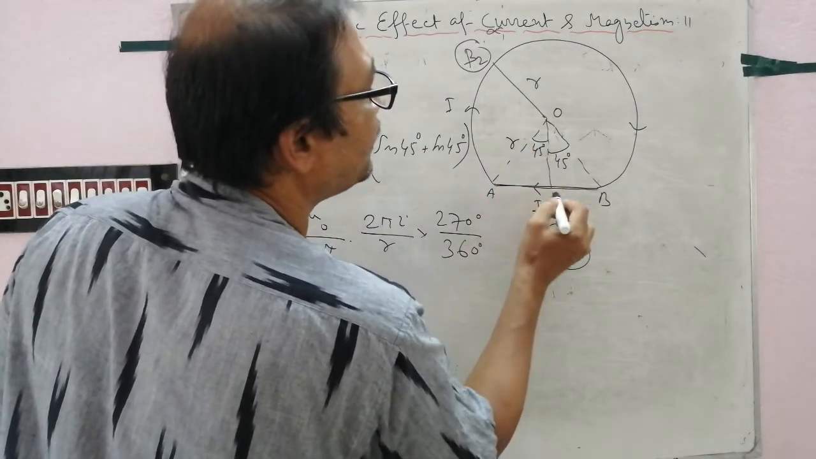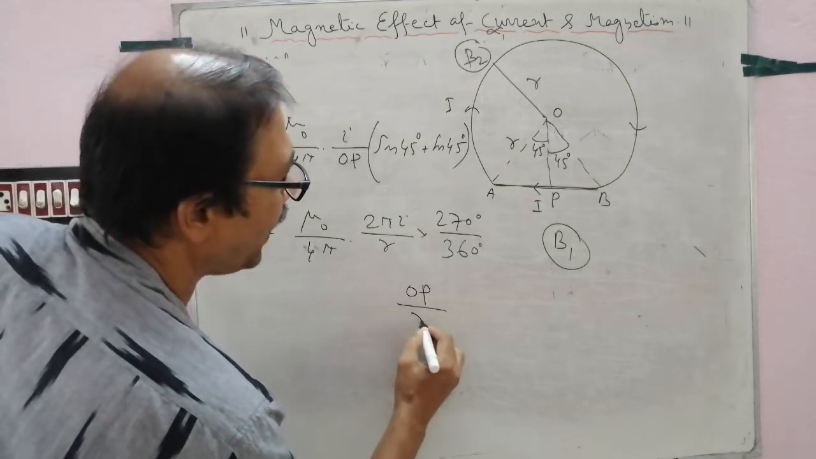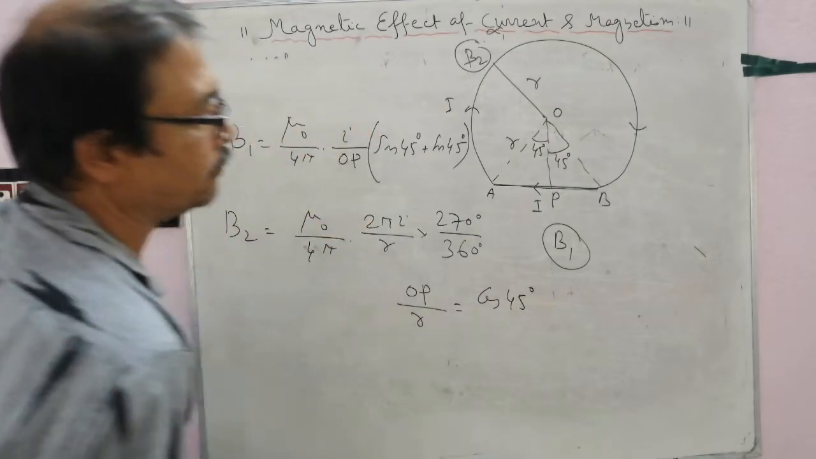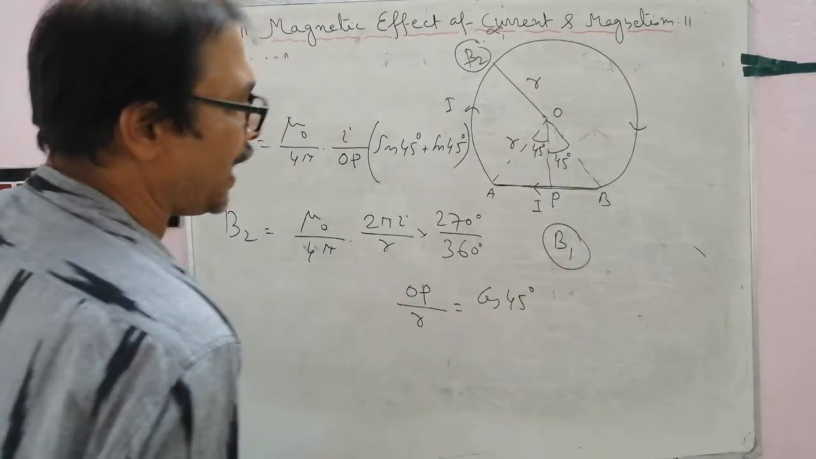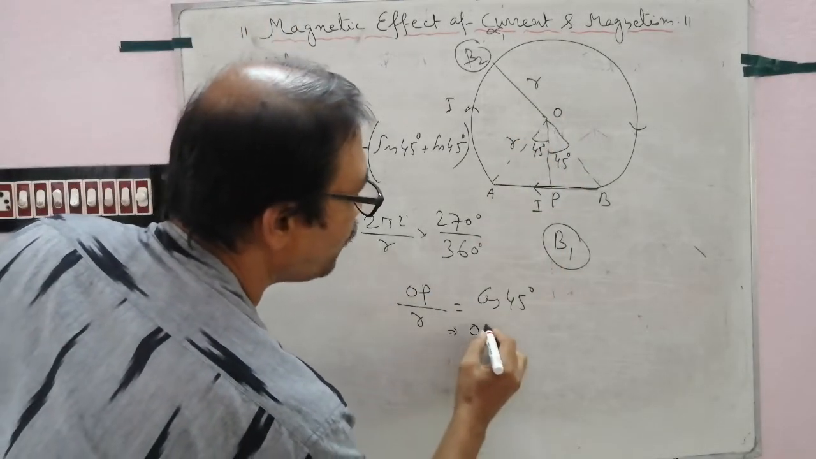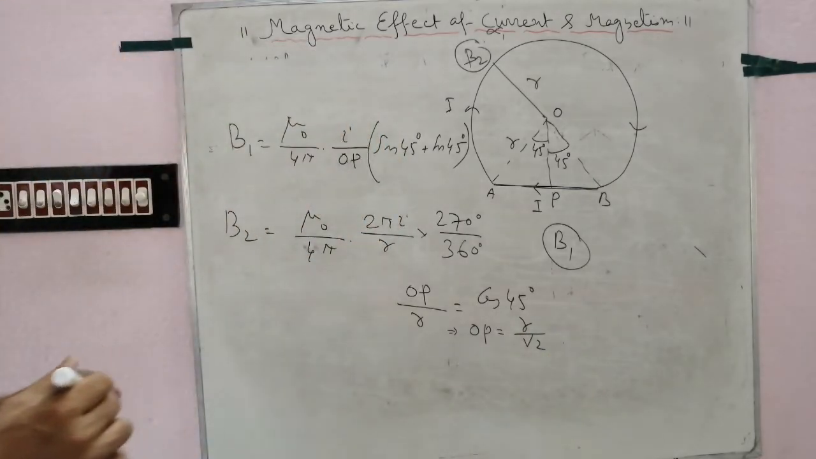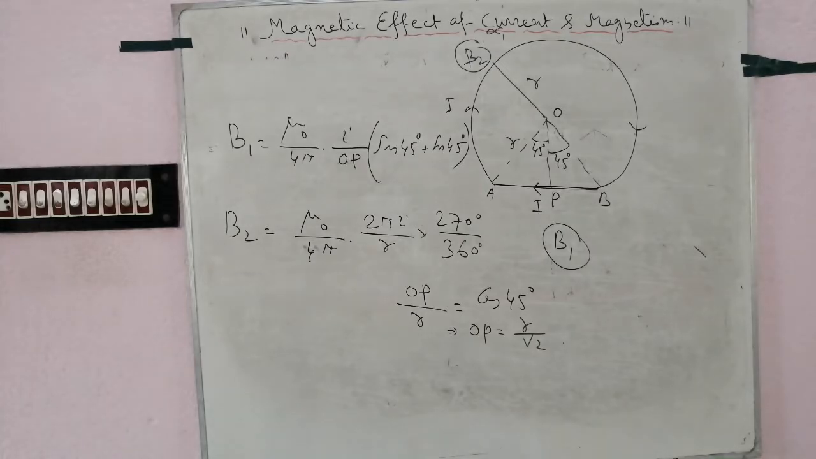This is R, this is OP. So OP by R equals cos of 45 degree, base by hypotenuse. OP by R, that is OP equals R by root 2. Putting the value of OP, you will get the result. Clear? This is another important problem. Okay. Note it.